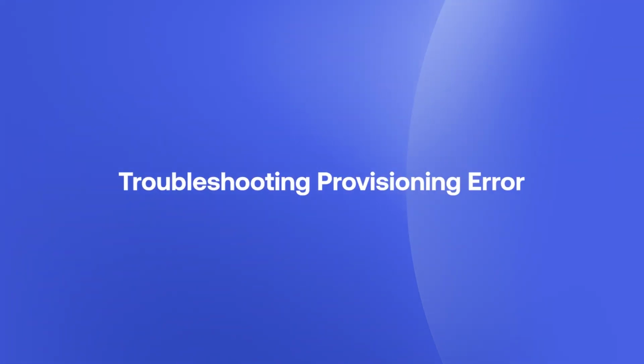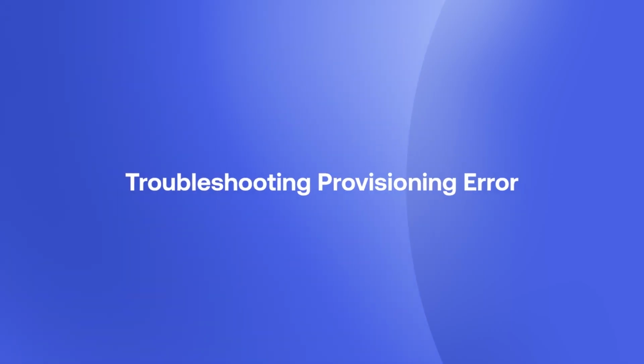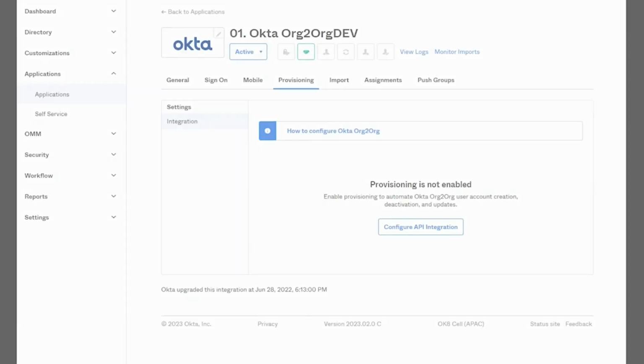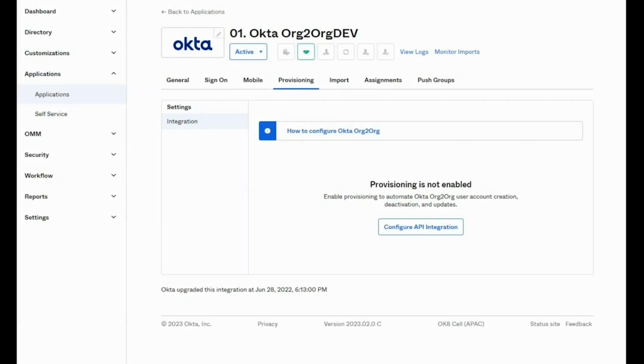In today's video, we will explain why the Provision User button is sometimes visible under the Provisioning tab of an application. Let's get started. In this example, we will use an org-to-org app. If the Okta tenant and the application are supporting the lifecycle management flow, the Provisioning tab should be visible for each application that supports the provisioning flow, even if provisioning is not yet enabled.